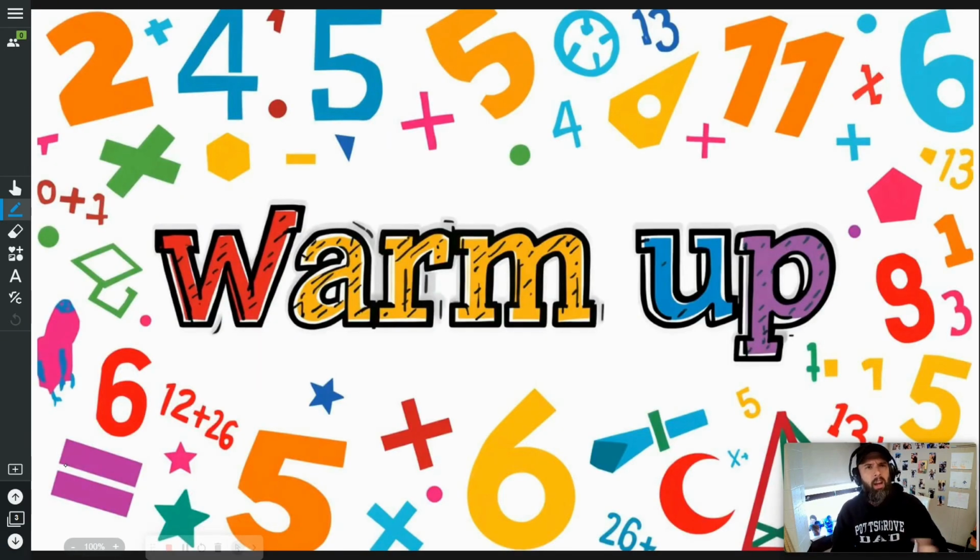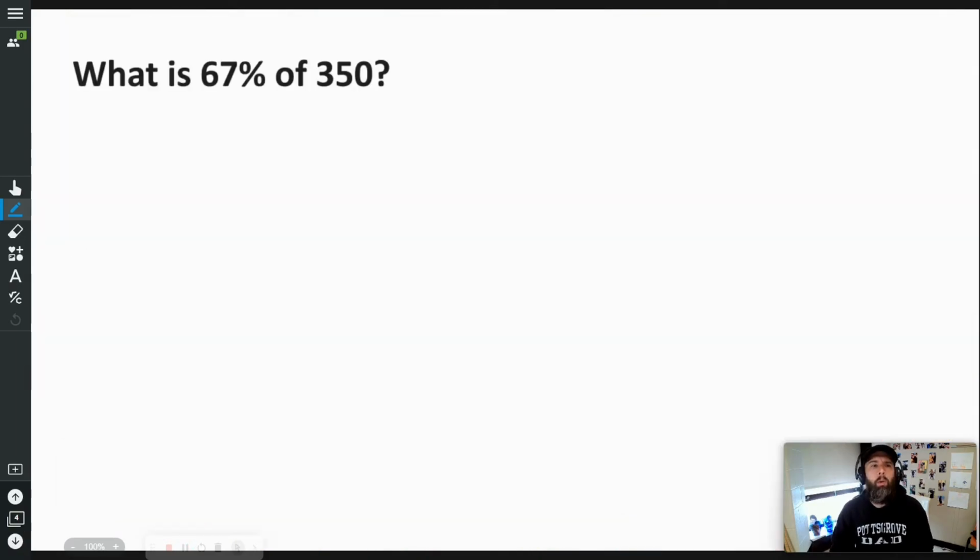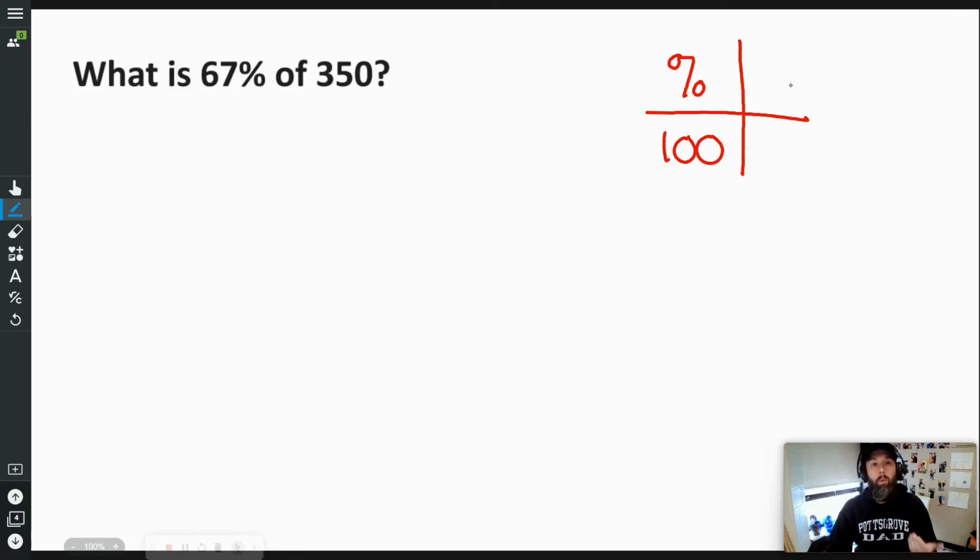Let's talk about the thing that I was just talking about before, some very old stuff that we've seen before. What is 67% of 350? Well, whenever we do a problem like this, what I like to do is put our percent on the left. So our percent is whatever percent I give you over 100. Then we take our part over the whole and put that on the right side.